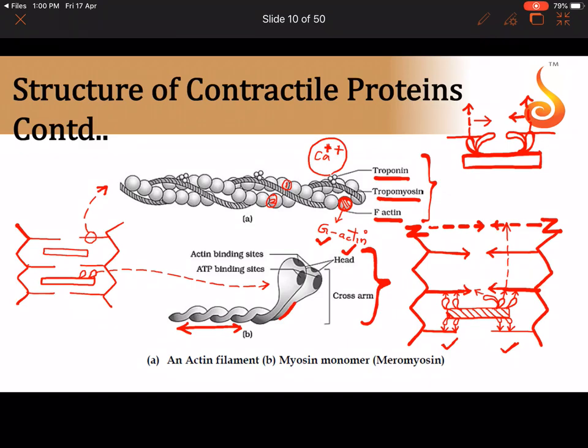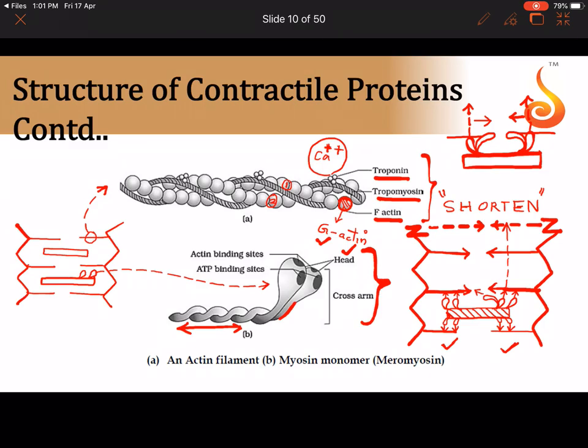What will happen to that sarcomere? The sarcomere will shorten, and if this shortening happens in all the sarcomeres of the muscle, you can imagine what will happen to your muscle. Your muscle also will shorten, and that shortening of the muscle itself is referred to as muscle contraction.